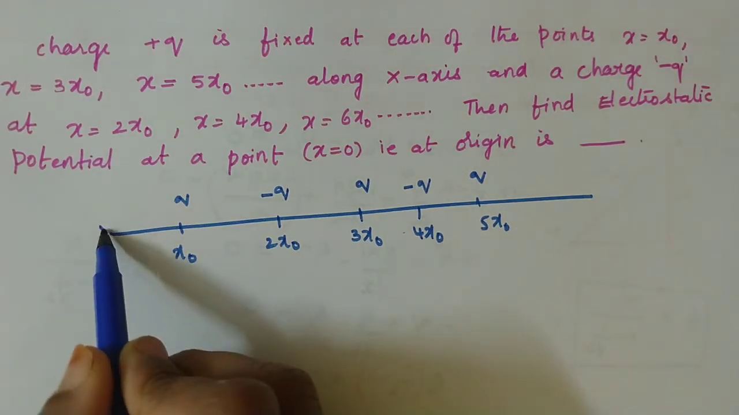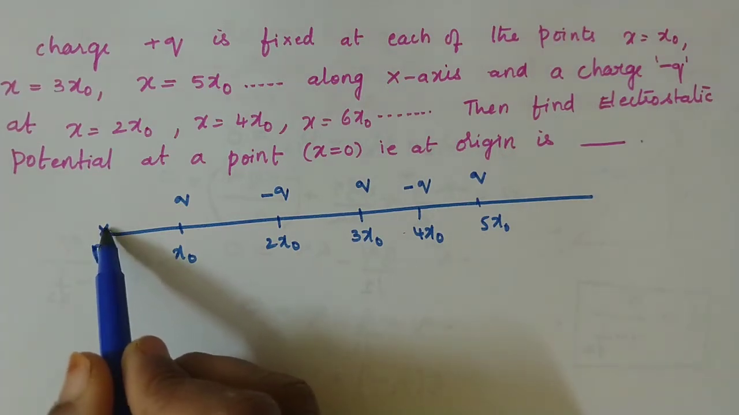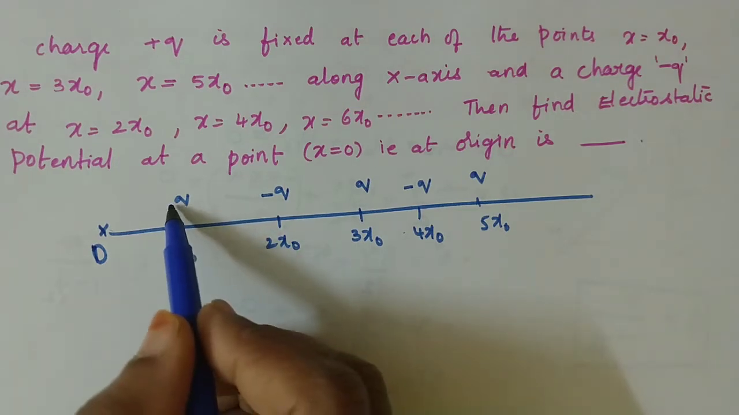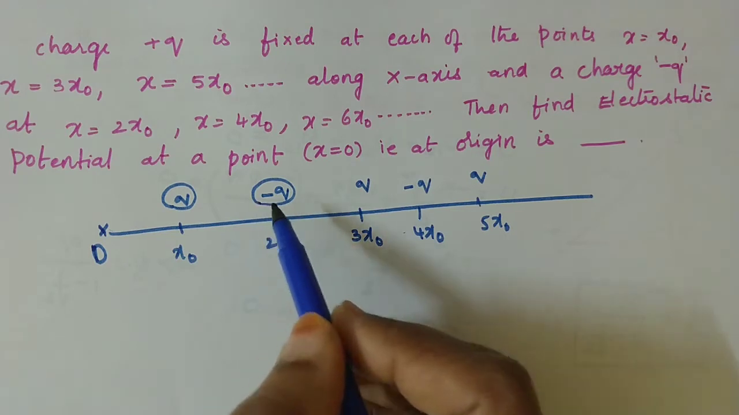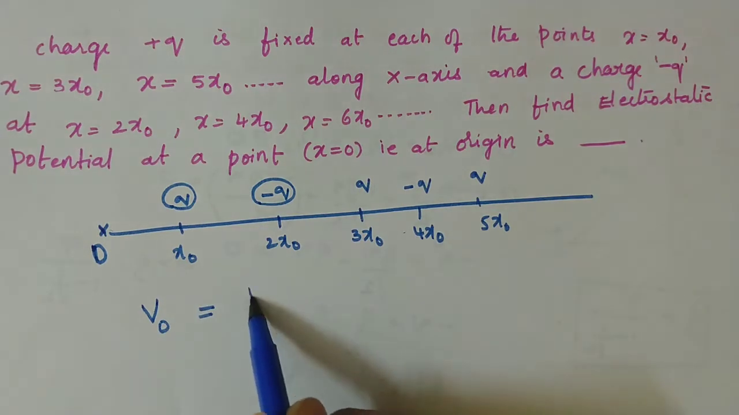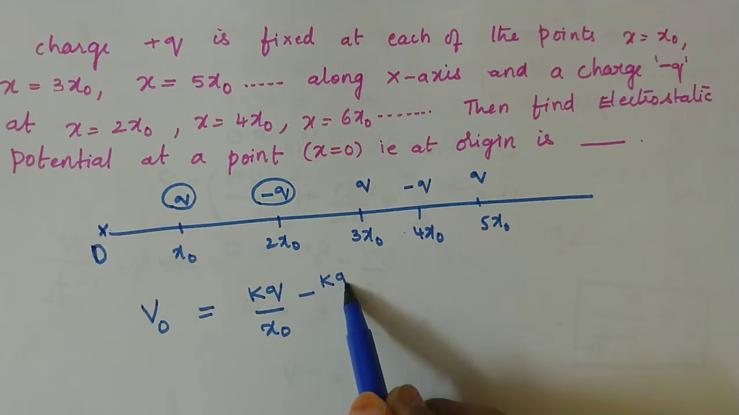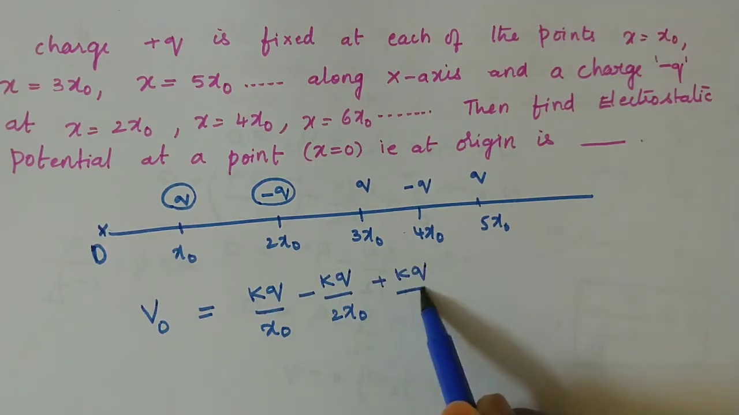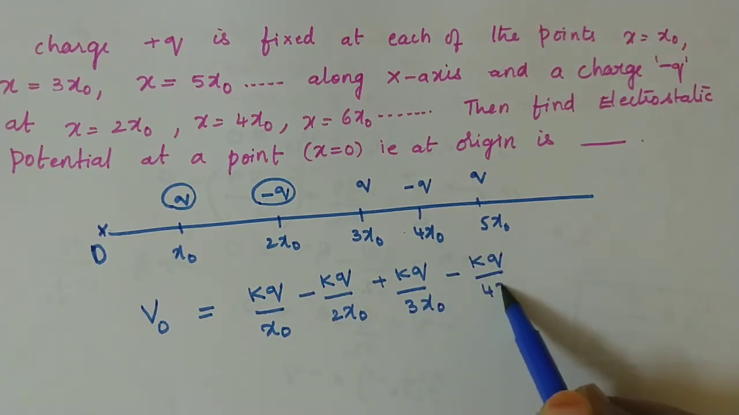Then we need to find the potential at the origin. We know potential is a scalar, so I'll find the potential at the origin due to all these charges. Due to a positive charge, potential is positive. For a negative charge, potential is negative. So if I write the total potential at the point O, for positive charge it is kq by x naught, minus kq by 2x naught, plus kq by 3x naught, minus kq by 4x naught, and this series is going to continue.